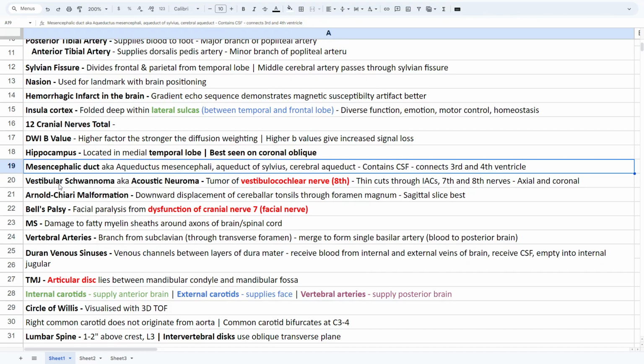Vestibular schwannoma, aka acoustic neuroma, is a tumor of the vestibulocochlear nerve or the 8th cranial nerve. To see these, you need thin cuts through the IACs, 7th and 8th cranial nerves, seen on axials and coronals.